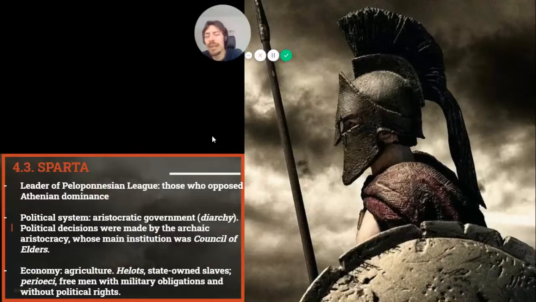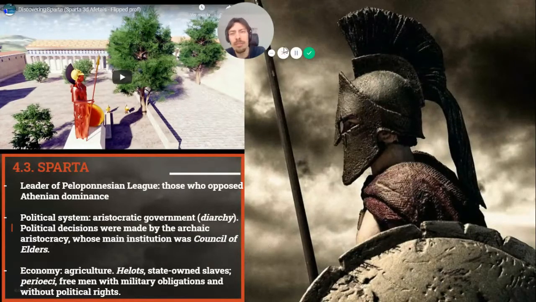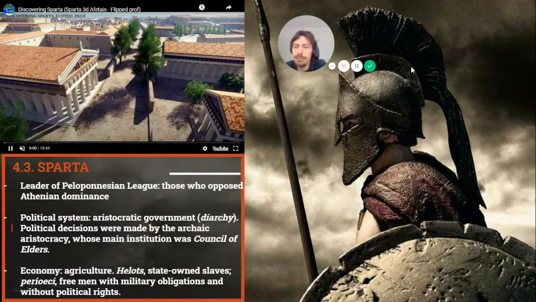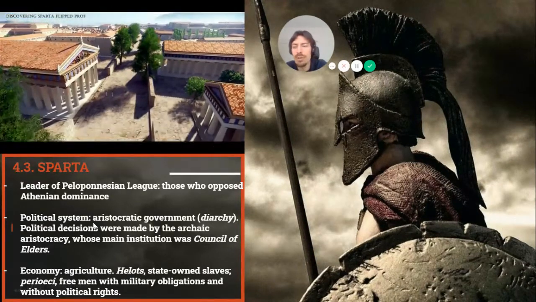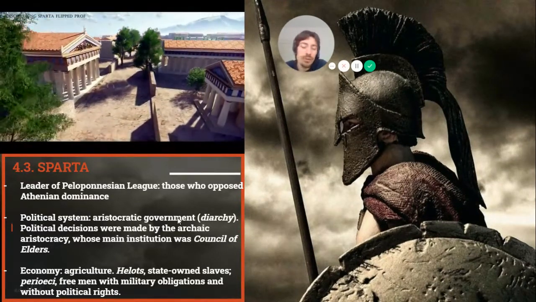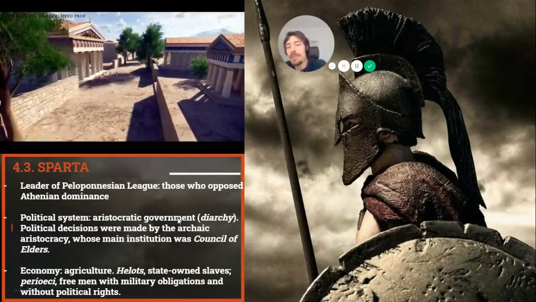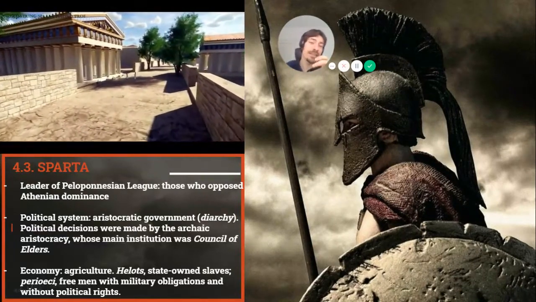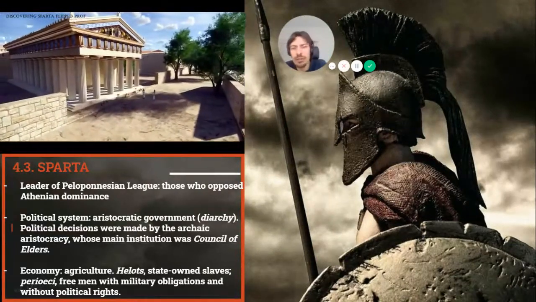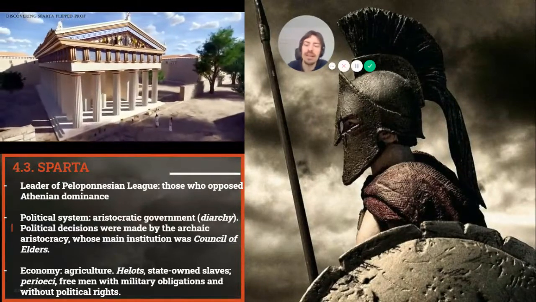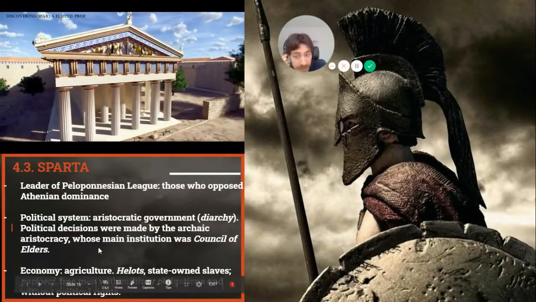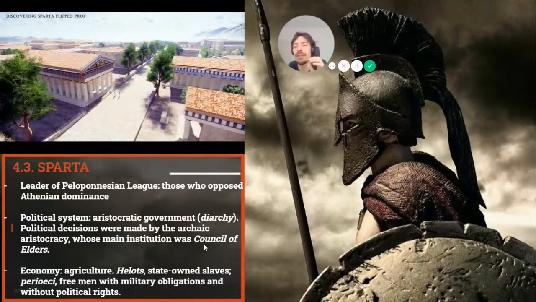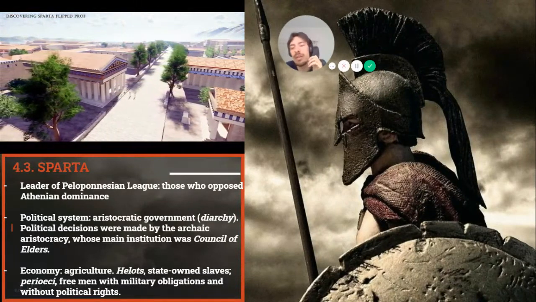Let's check now the Peloponnesian League in general, but Sparta in particular. Regarding Sparta, its political system was a diarchy, an aristocratic government. Diarchy means two kings. The political decisions were made by an aristocratic government, whose main institution was the Council of Elders. And finally, the economy of Sparta was about agriculture.